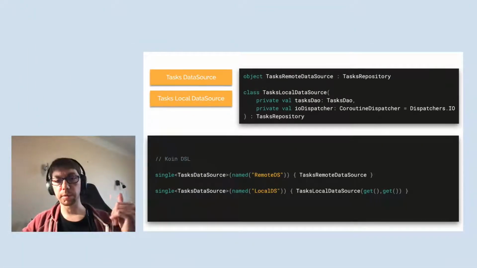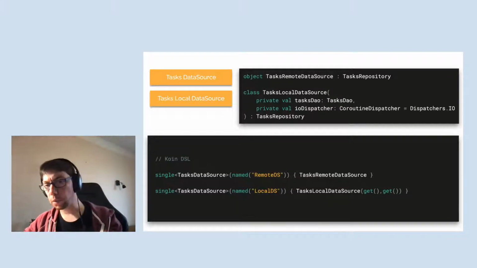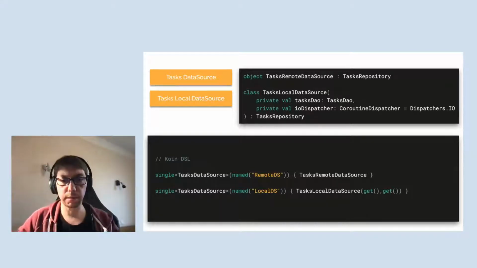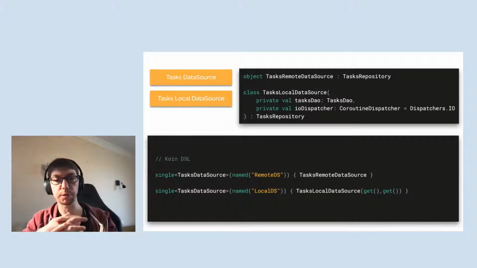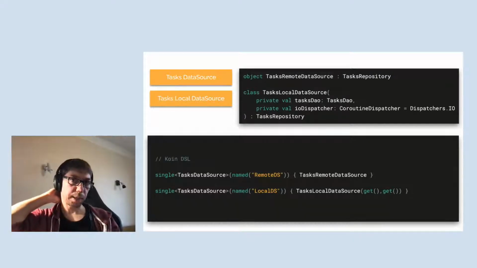And then we have in the first line task remote data source, and in the second one task local data source. And you see that finally we fill the constructor here with the get function of the Koin DSL that indicates that we will resolve task DAO and IO dispatcher, if you look at the class definition.